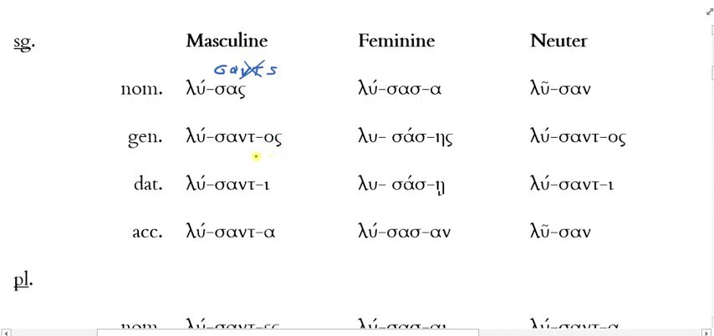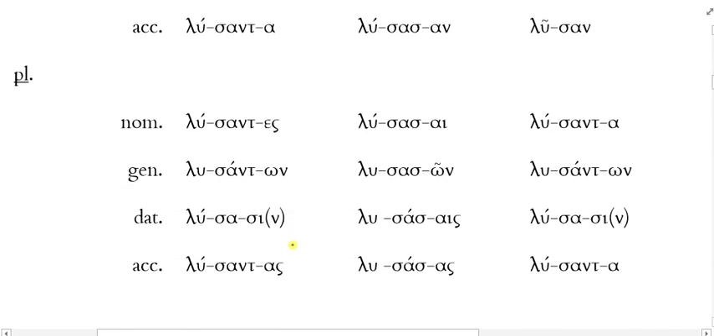Everything else in this part is going to be fairly easy to identify. We get to the dative plural. Remember, sigma iota is my case ending. That sigma is going to interact with the nu tau in the same way, and I'm going to see that lost. All right, so repeat after me. Lusas, lusantos, lusanti, lusanta. And then looking at the plural forms, lusantes, lusanton, lusasi. My nu tau is missing before the sigma iota, and lusantas.